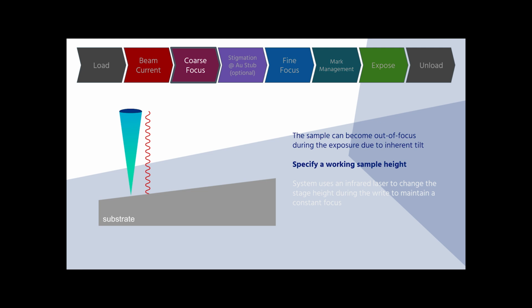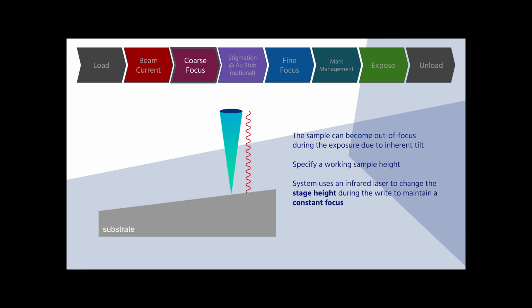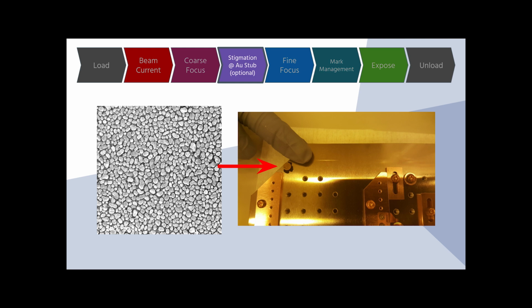You should see the sample height change when you do this. Now that you have a working sample height, when you execute your pattern, the stage will move up and down as needed to keep your sample at a consistent focal point. Now is when you want to zoom in and adjust the focus on the tool. After adjusting focus, you may want to move to the gold stub to adjust stigmation.